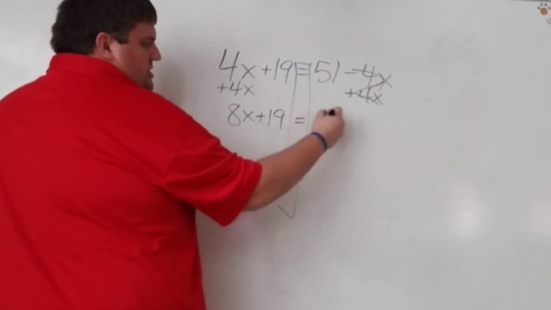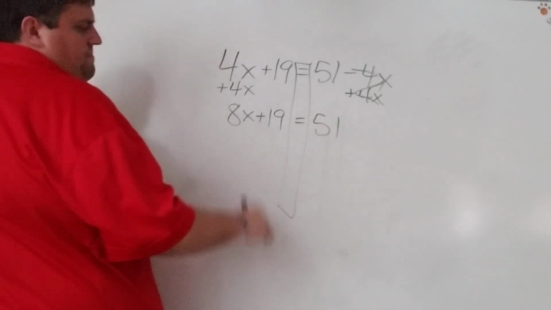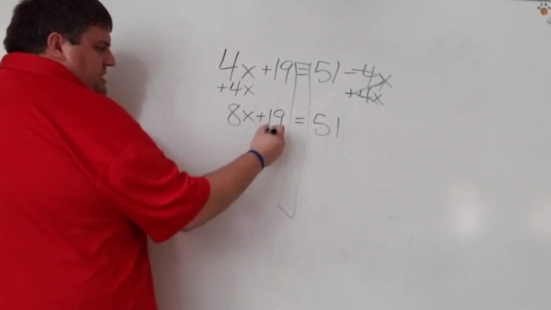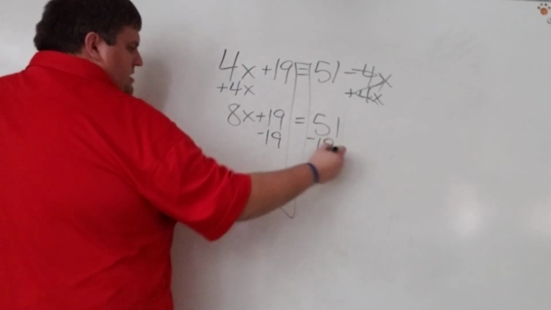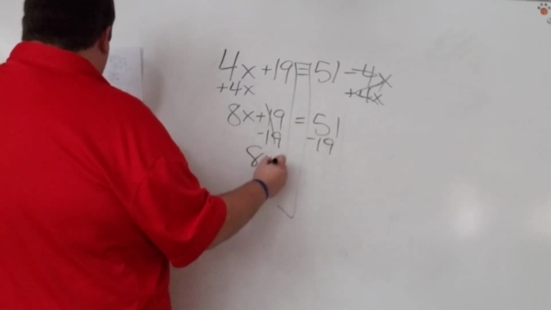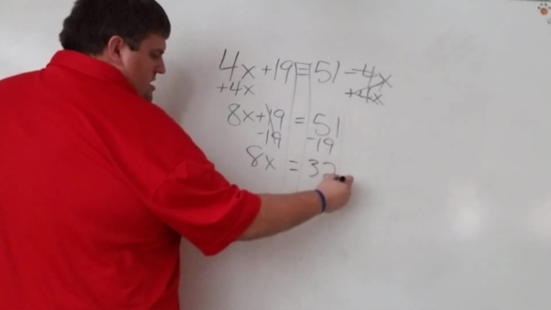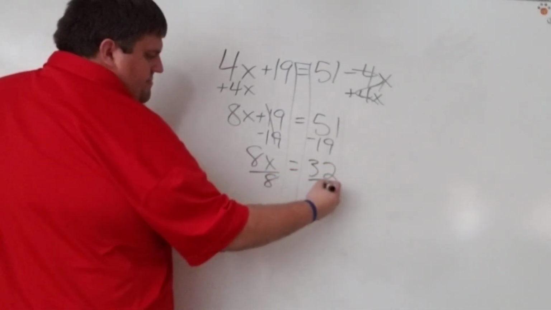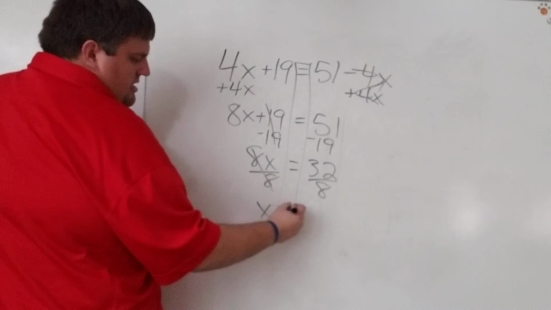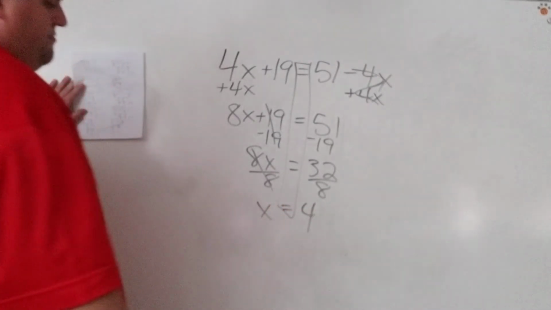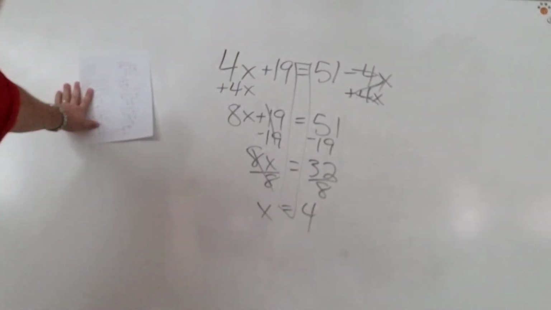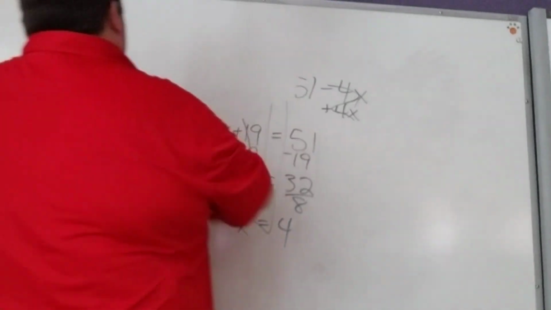And that's why we actually solve these problems instead of just looking at them. To get rid of plus 19, we're going to subtract 19. That's going to give me 8x = 32. And then divide by 8, and x = 4. And the last one.